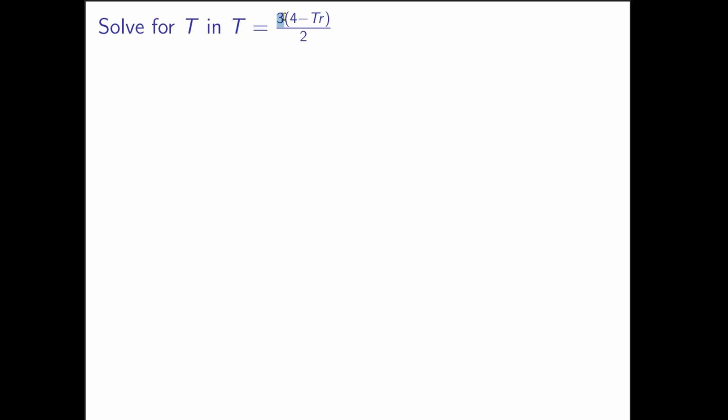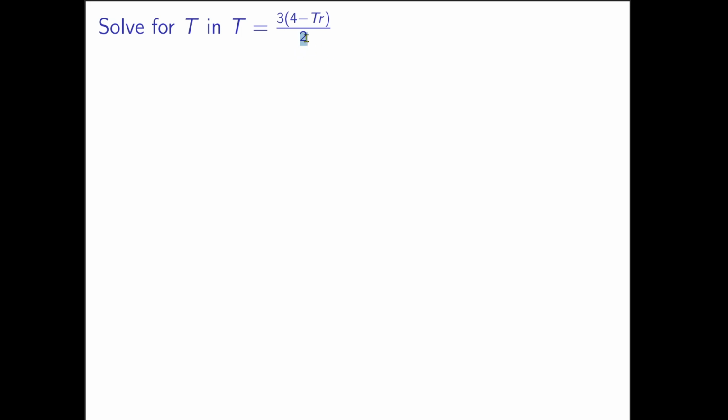Now, some people will take this 3 and distribute it to the 4 term as well as to the tr term, turning the numerator into 12 minus 3tr right away. And that is an option. I will actually take care of this 2 in the denominator first. There are two different ways where the work will look basically the same, but your first and second steps might be swapped from the order I would do things in. I'm just trying to get rid of fractions as quickly as possible.